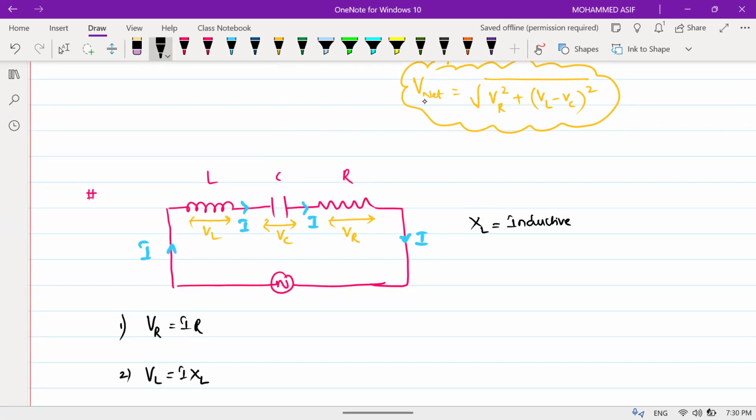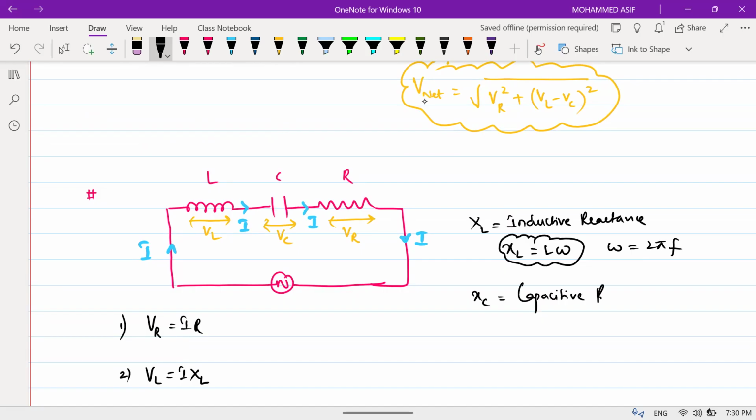Inductive reactance, the value of XL, will be equal to L omega. Omega will be equal to 2 pi into frequency. XC is known as capacitive reactance, that is, effectively an indirect resistance. XC will be equal to 1 by C omega. Omega will be equal to 2 pi into F.